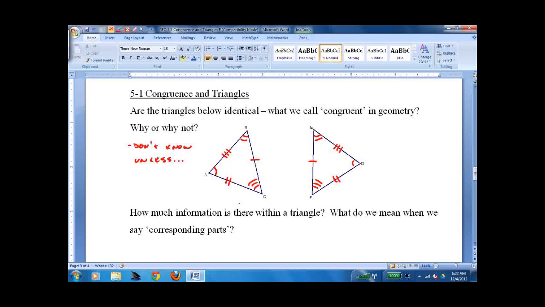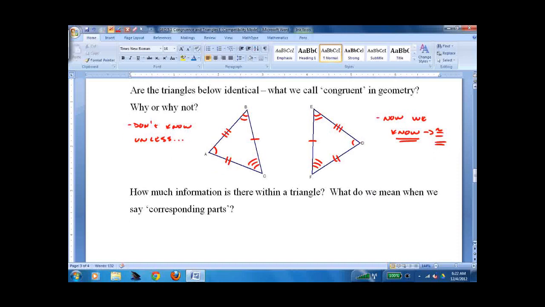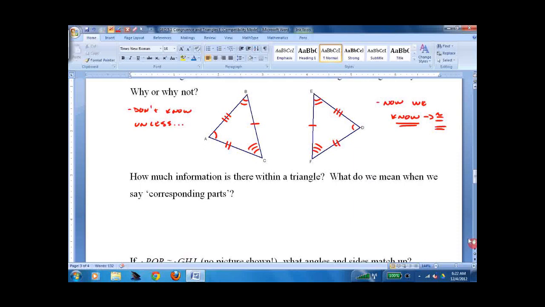Now we've got 3 sides also. So now we know they're congruent. And we always write congruent like that, saying these 2 triangles are the same shape. If they were numbers, we'd say they're equal. If they're shapes, we say they're congruent. It's a little thing, but it's just the way us geometry geeks talk.